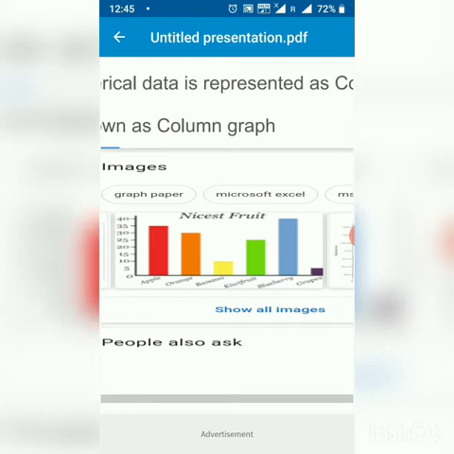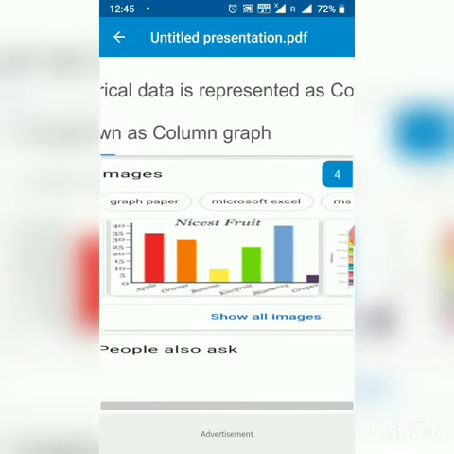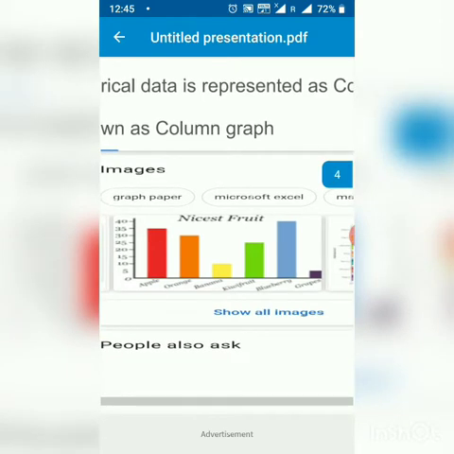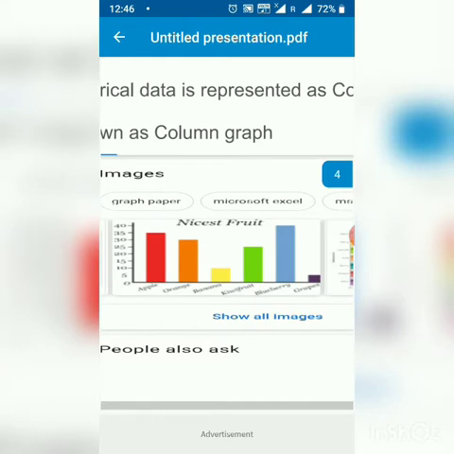Then orange, then the banana, then the other fruits, like this it is represented. So in the graph paper, each box is taken as 1 unit, and we can take a different unit as per the numerical values given in the data. We can take one box as 1, or one box as 5, or one box as 1000. It depends upon the values given in the data. Here one box is taken as 5.